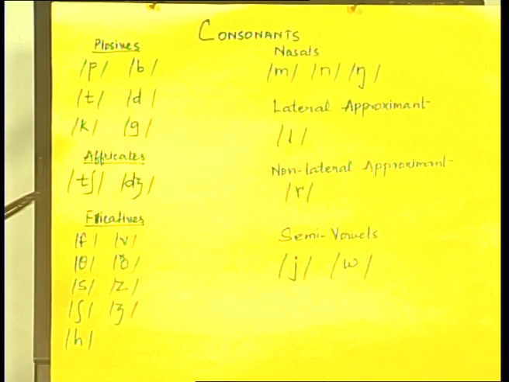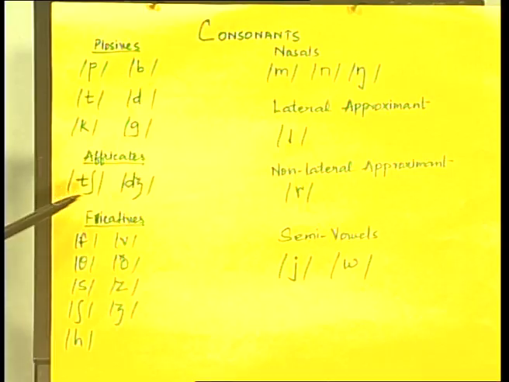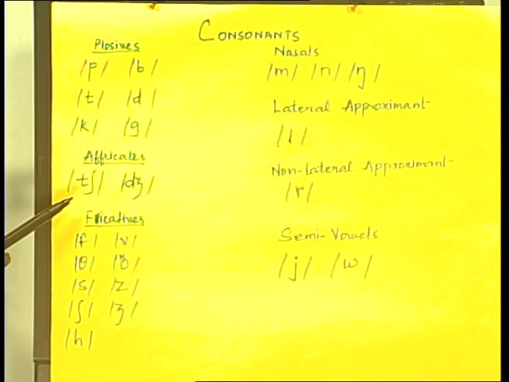Let's look at the affricates now. We have 2 affricate sounds in the English language, ch and j. Both these affricate sounds are produced when the tongue touches both the hard palate and the alveolar ridge, and therefore they are known as palato-alveolar affricates. While ch is a voiceless palato-alveolar affricate, j is a voiced palato-alveolar affricate.